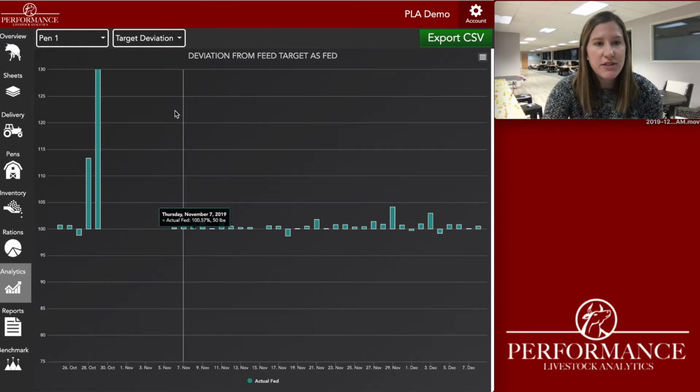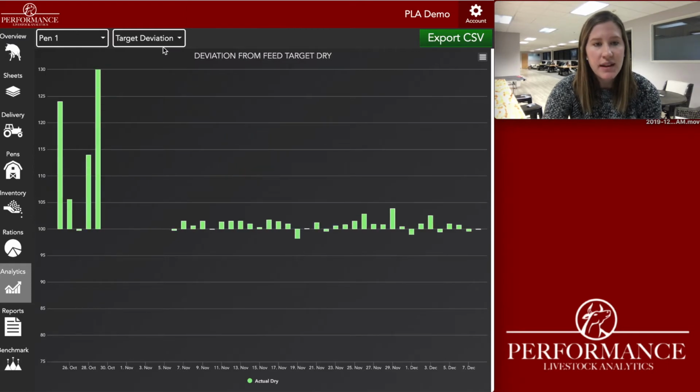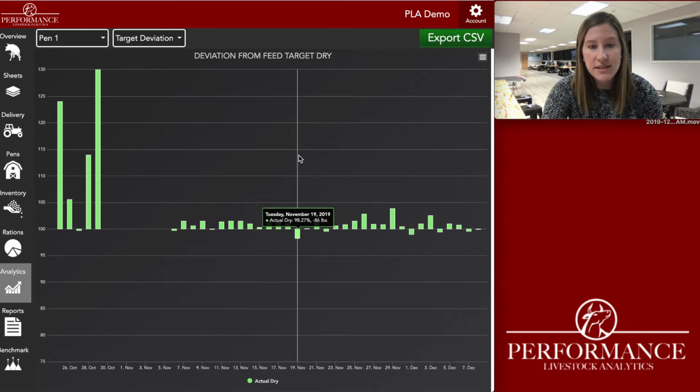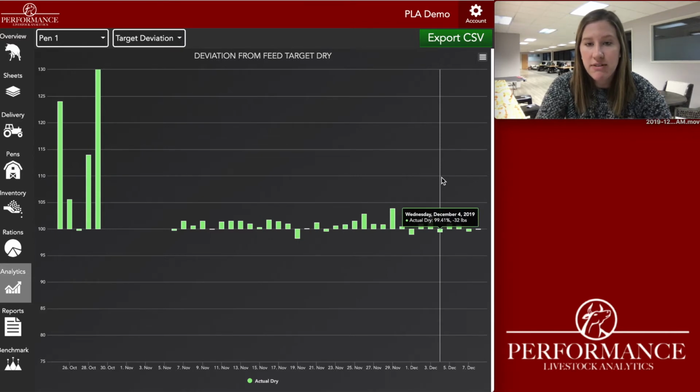As we jump in, there's also one on a dry matter basis. And this is going to break it down on a dry matter calculation. So you can see that Wednesday, December 4th, it was 32 pounds under that call for the dry matter.